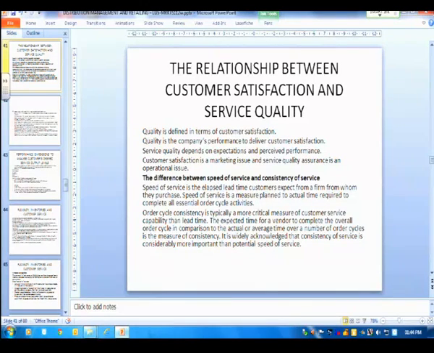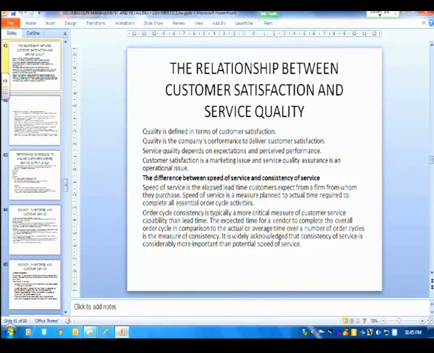Let's look at the relationship between customer satisfaction and service quality. Quality is defined in terms of customer satisfaction. Quality is the company's performance to deliver customer satisfaction. Service quality depends on expectations and perceived performance. Customer satisfaction is a marketing issue, and service quality assurance is an operational issue.